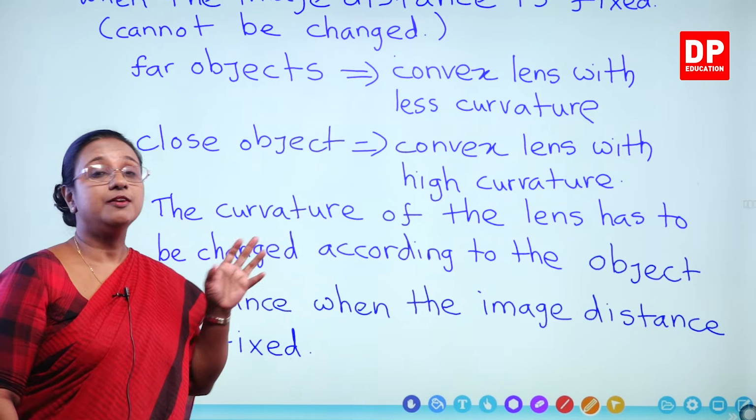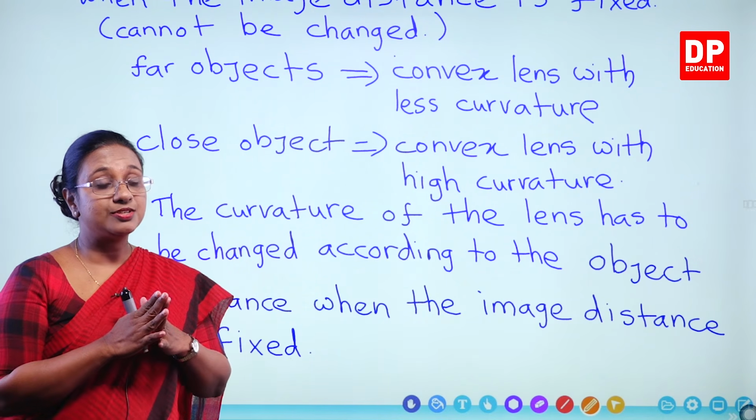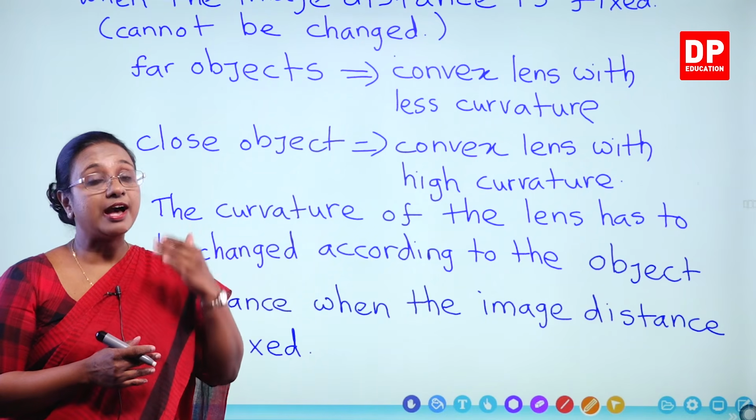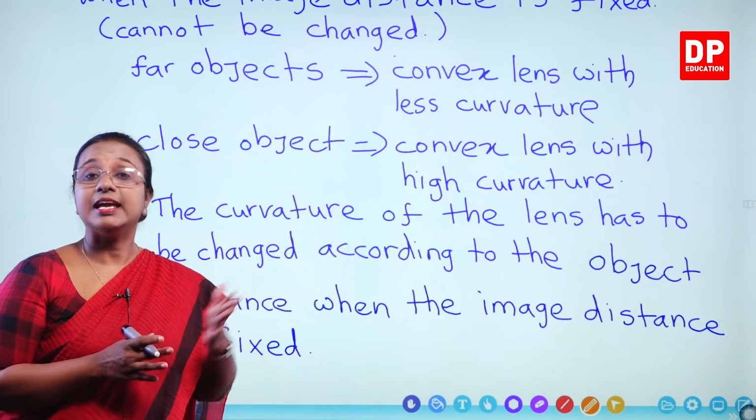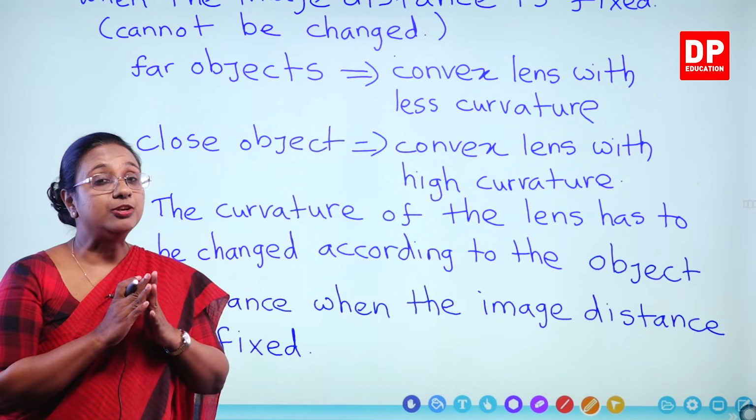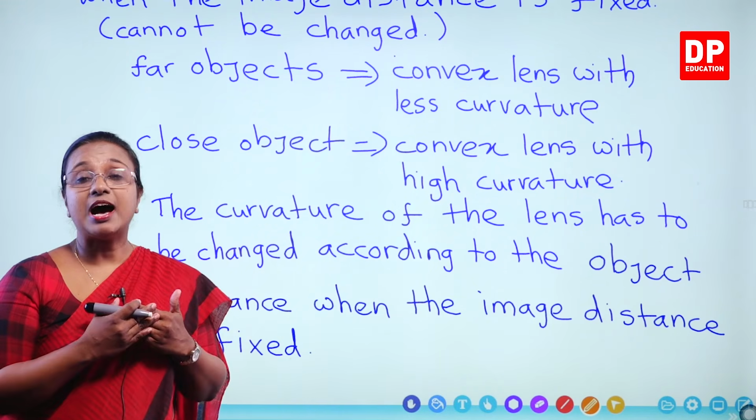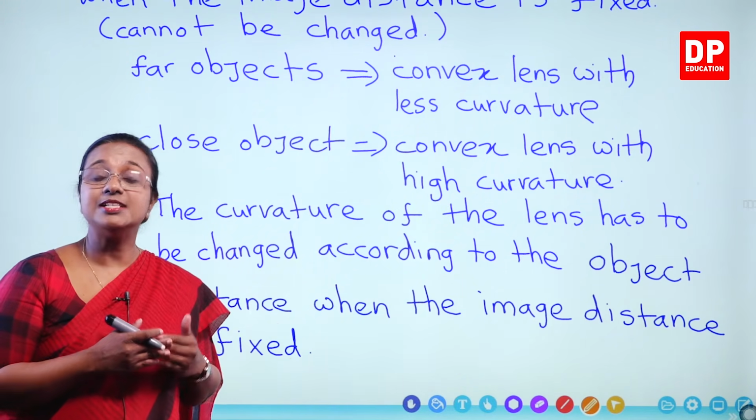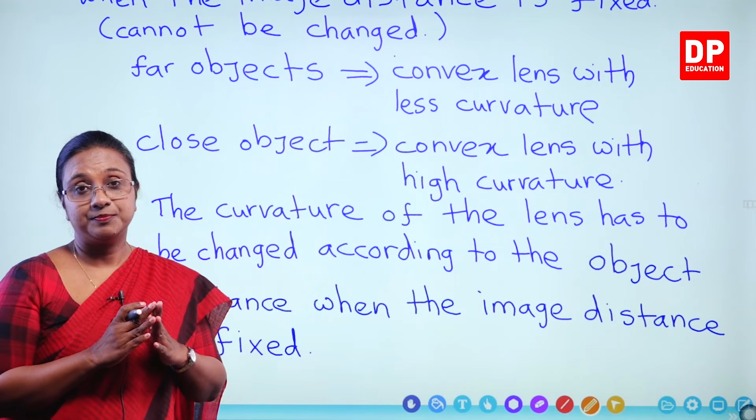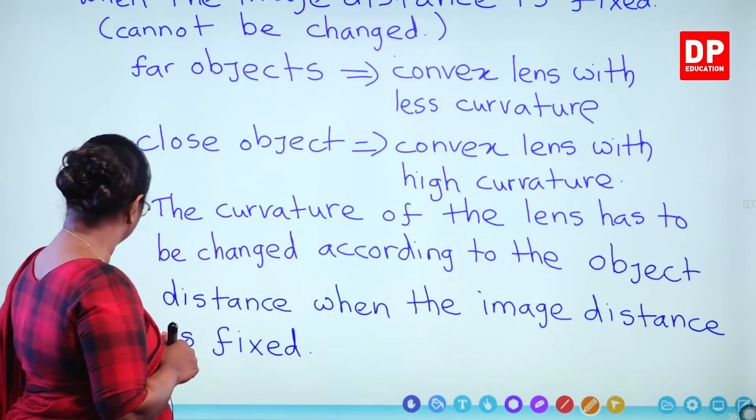So that is what we observed before also. In the activity, you all can understand, students, when we want to look at an object that is close by, we need to have a lens with high curvature. If we want to look at an object that is far away, we need to have a lens with less curvature. So the lens in our eye has the ability to change its curvature. Do you all understand that clearly? I am sure you do. With that, I will move on to the next slide.